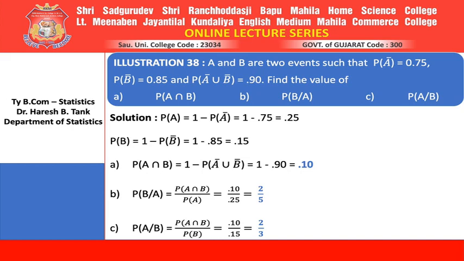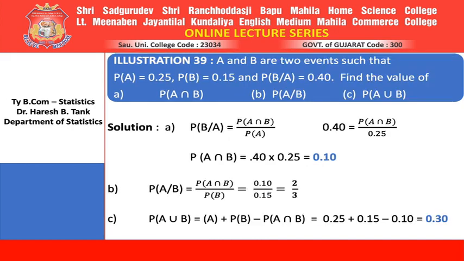Let us have one more example. A and B are two events such that probability of A is 0.25, probability of B is 0.15, and probability of B where A already occurred is 0.40. Find the value of A intersection B, probability of A where B already occurred, and the third one, probability of A union B.